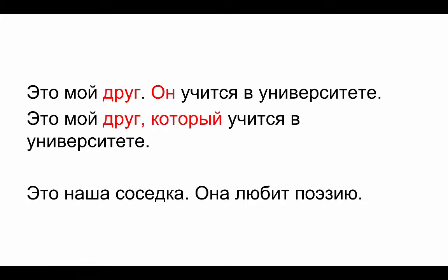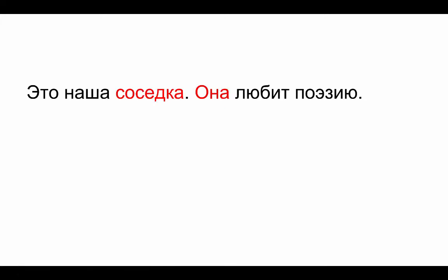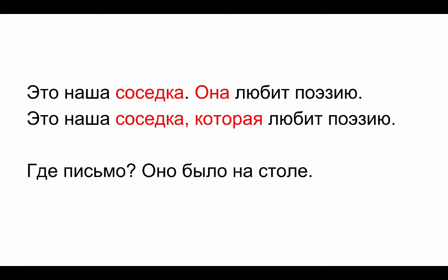Это мой друг, который учится в университете. Find the redundant aspect in this sentence. Это наша соседка. Она любит поэзию. Now let's replace it with который. Это наша соседка, которая любит поэзию.